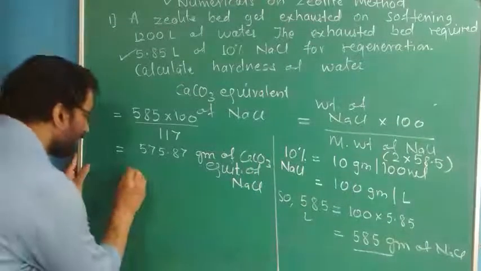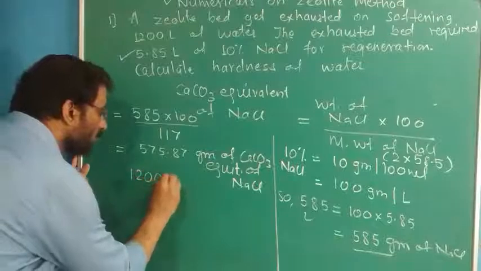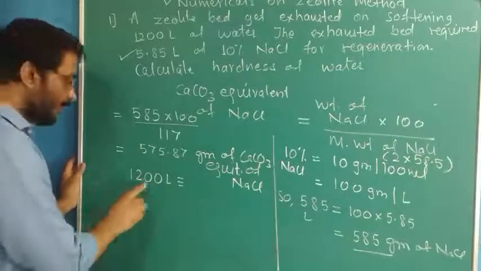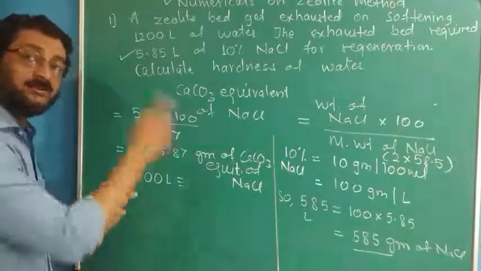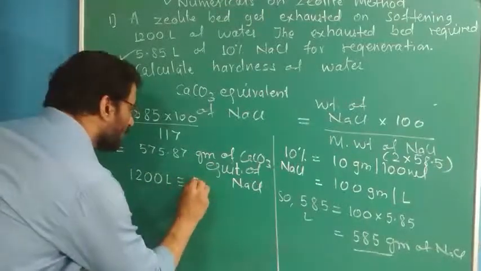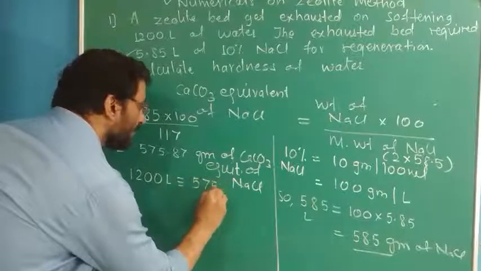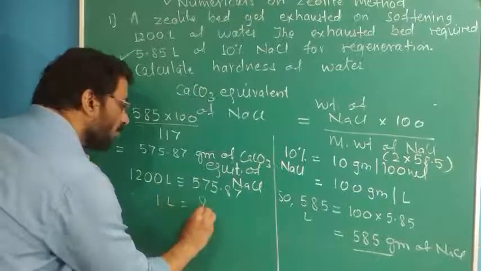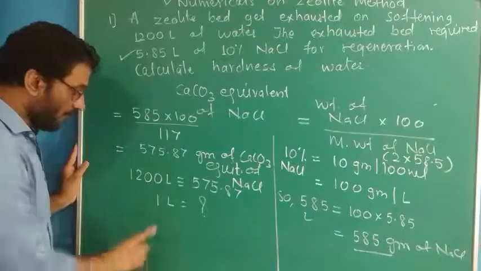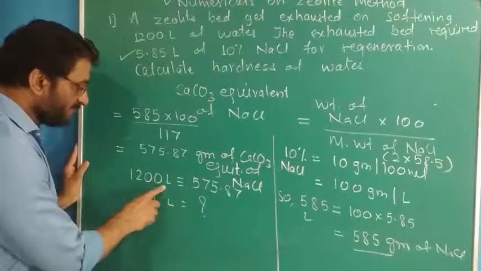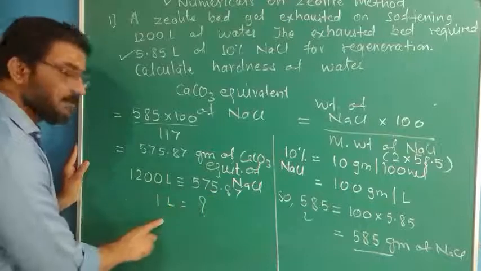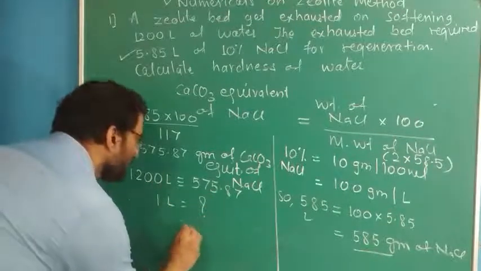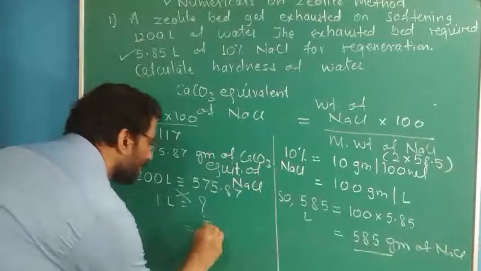So make a relation. 1200 liters get softened, get exhausted for regeneration, indirectly to remove hardness. How much NaCl is required? 575.87. So therefore for 1 liter, how much is required? For these many liters, this is required. For 1 liter of water, how much is required? It will be simple cross multiplication.